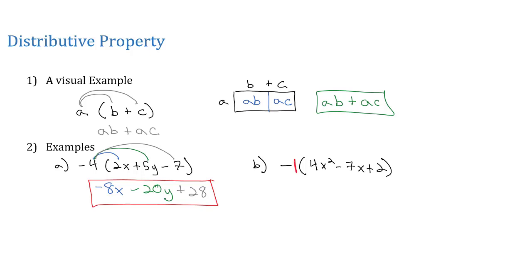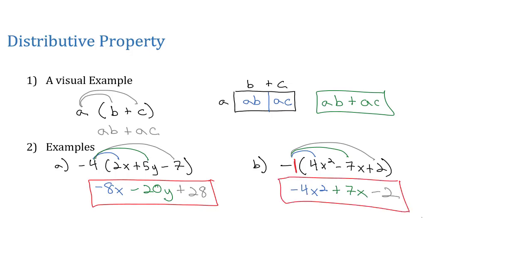So what we're going to do is distribute that -1 times 4x squared to get -4x squared. Then we'll distribute the -1 times the -7. A negative times a negative is a positive, 7x. And finally, -1 times a positive 2 is a -2. And that's going to give us our final solution for our distributive property.